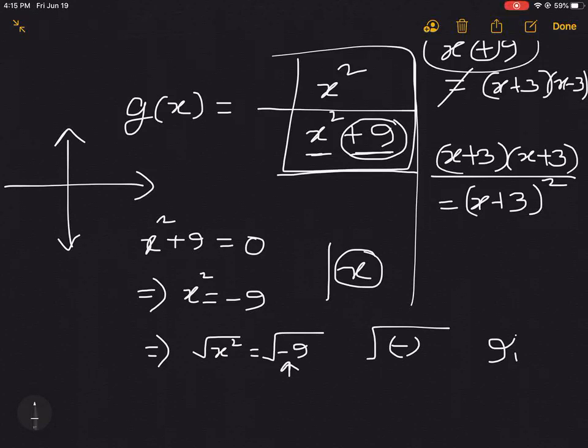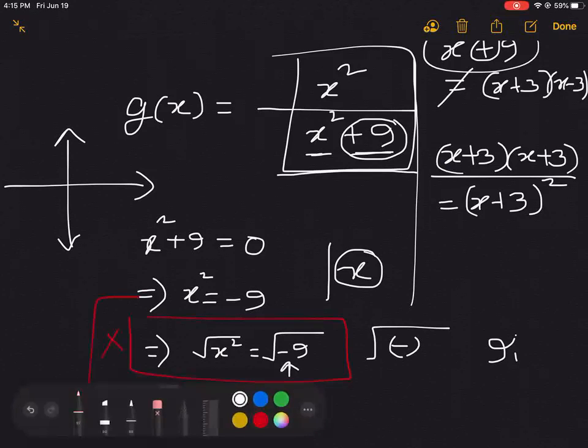Anyone else? You guys are doing really well. I can see you guys are trying. Okay, multiplying both sides by 1. Okay, let's try that as well. So this is not possible.